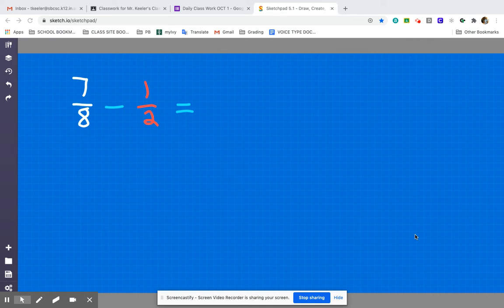We're going to go ahead and try to get our like denominators. And we're going to do that with prime factorization. So we've got to start forming a factor tree.